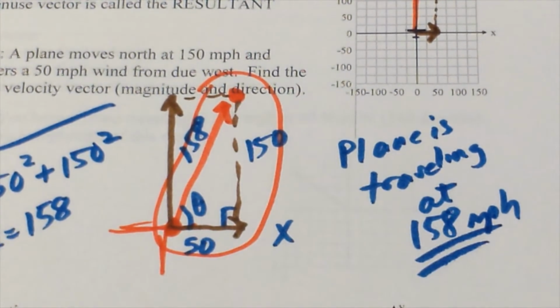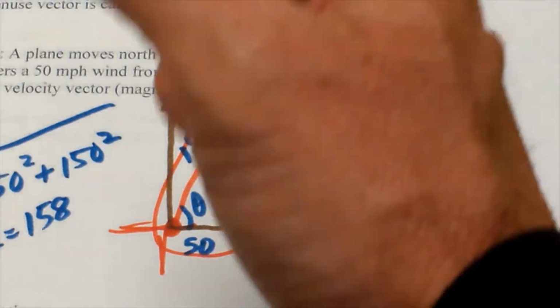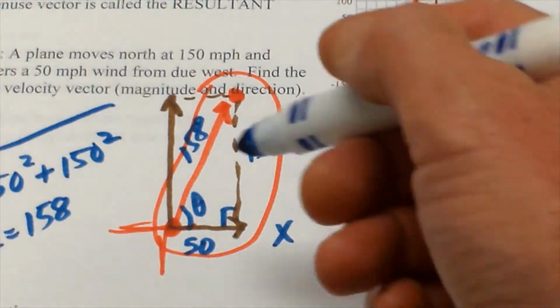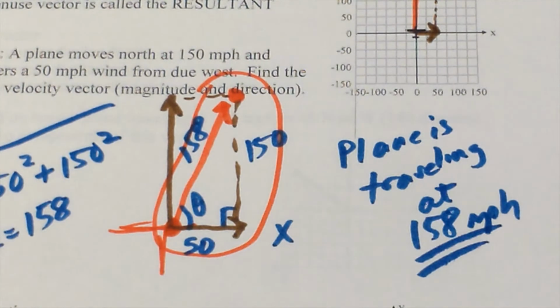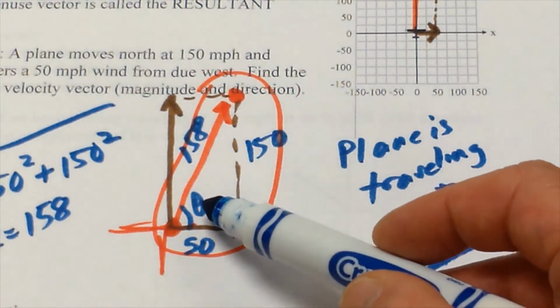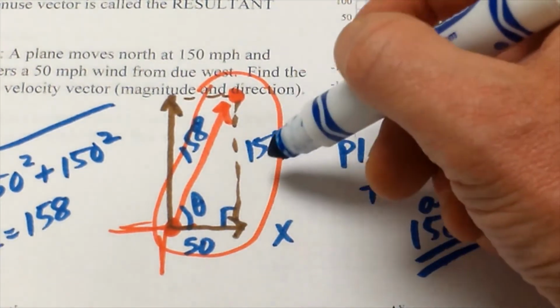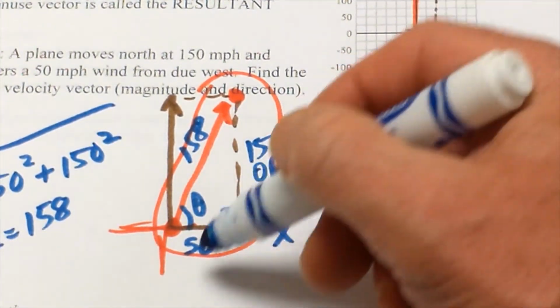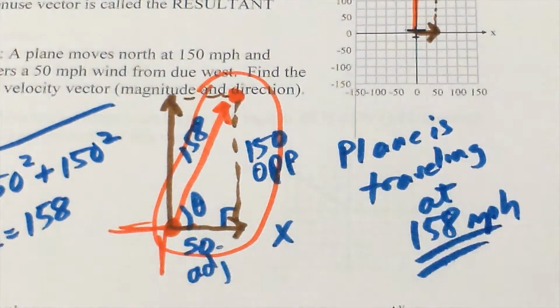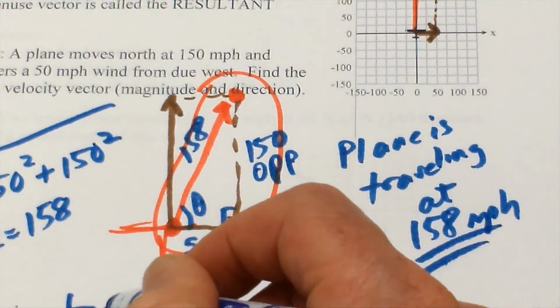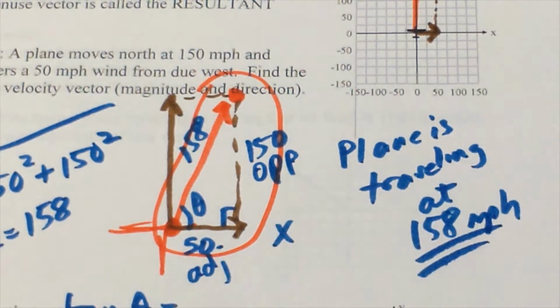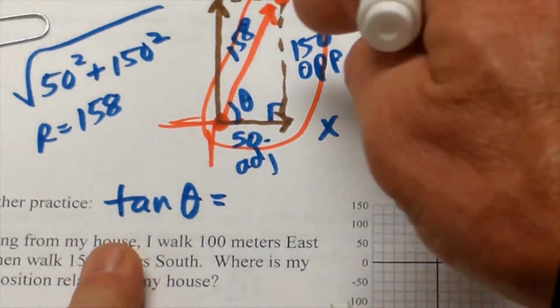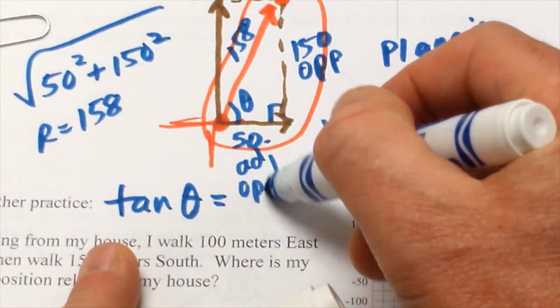Now, the other thing that's important really is the direction. Where's the plane going? What's the theta? It's not traveling north, it's not traveling east, it's traveling a combination of the two. Well, there's a little secret here to get the direction. So we know this 150 is what's called the opposite leg, and the 50 is called the adjacent leg. And we know then the tangent of that angle would be the opposite over the adjacent.